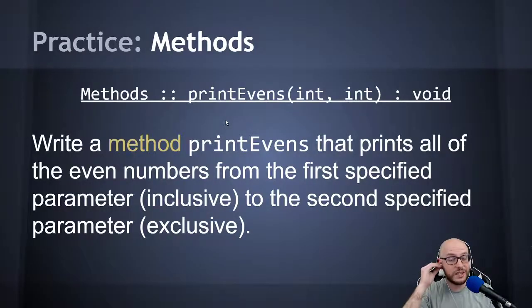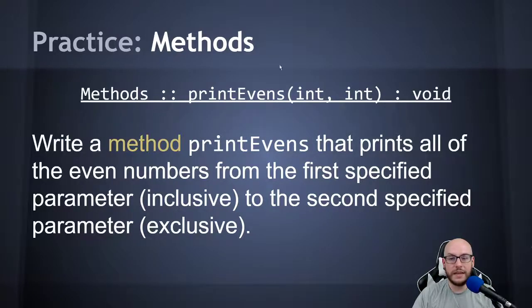What we need to do is get some practice under our belt. Here's another method signature, a completely different method. Write a method, printEvens, that prints all of the even numbers from the first specified parameter, that's this one, inclusive, to the second specified parameter, exclusive.